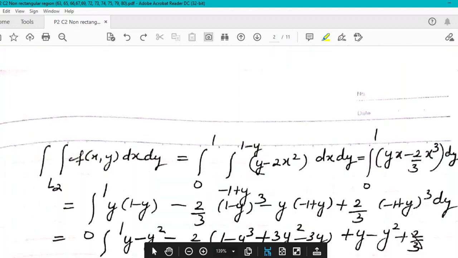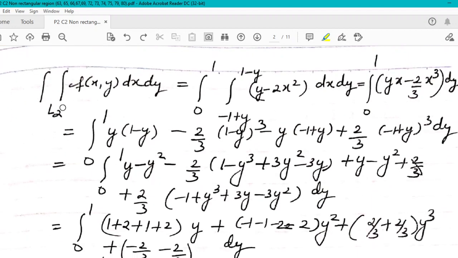Now we'll be doing the second value, that is the double integral over L2 of f of xy dx dy. In the case of L2, we have found the limits of x and y. The limit of x is from minus 1 plus y to 1 minus y. The limit of y is from 0 to 1. So you will be putting all these values. The integrand is y minus 2x square dx dy.